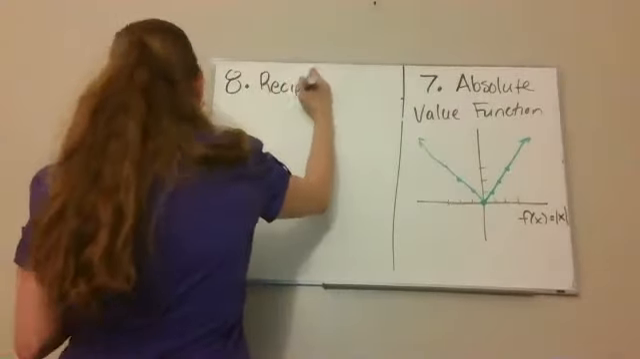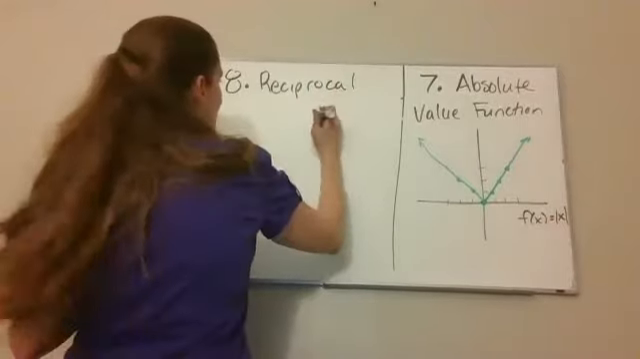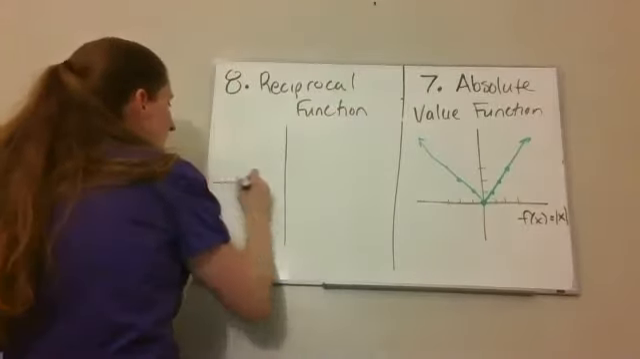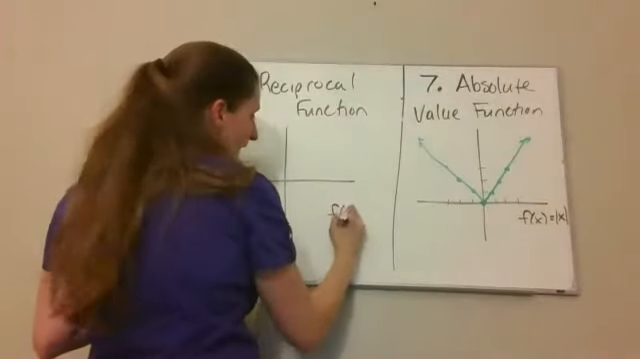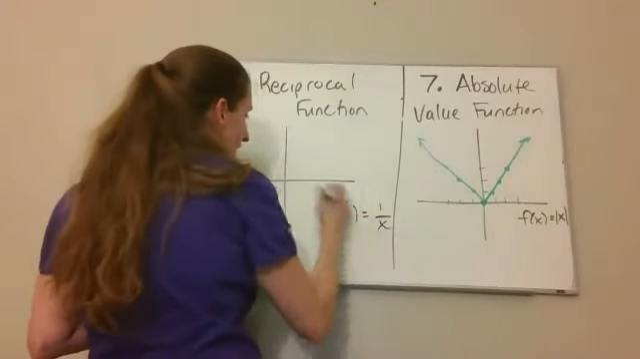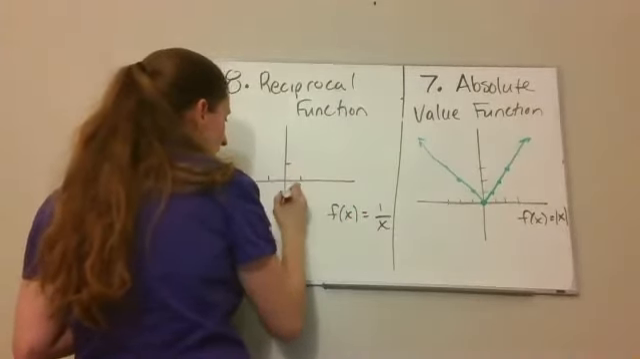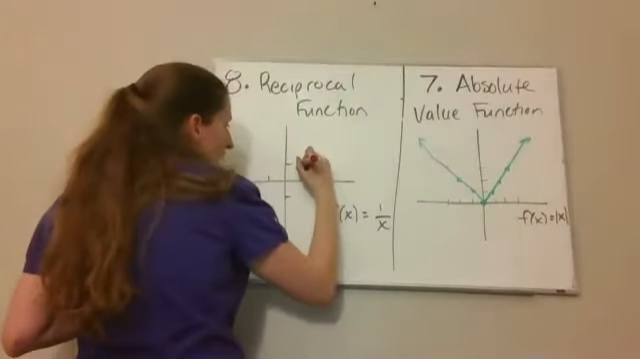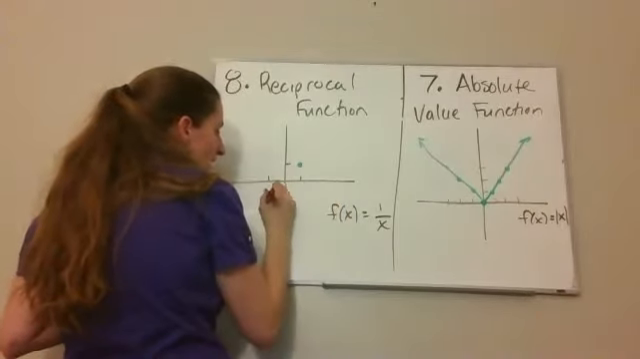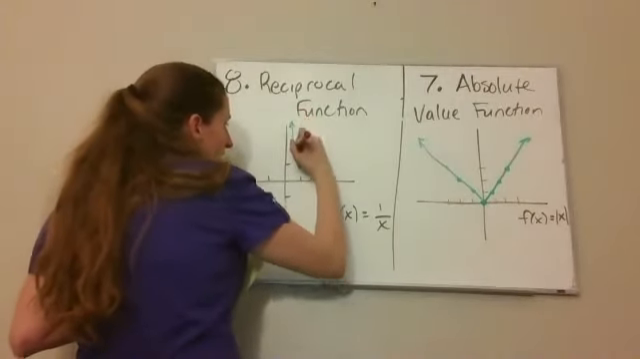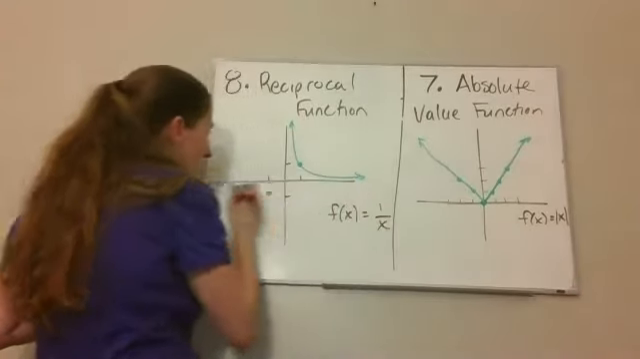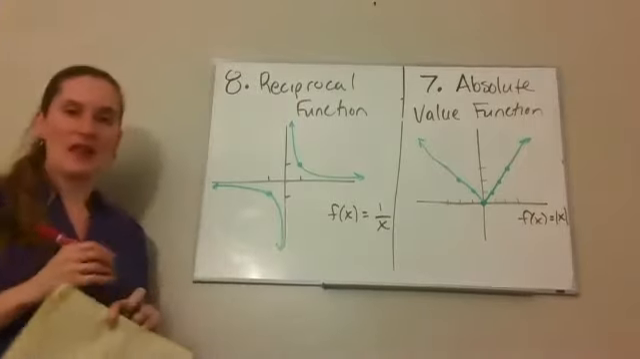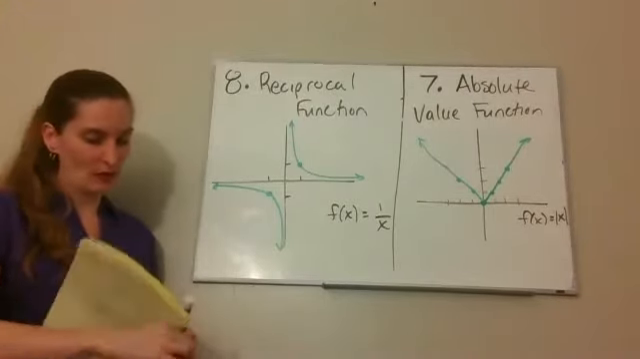So number 8 is the reciprocal function. This one is f of x equals 1 over x. And the graph of this function is a little strange looking. We have a point at 1, 1, and negative 1, negative 1. But we have a lot of asymptotes going on. And you get this graph of the reciprocal function.